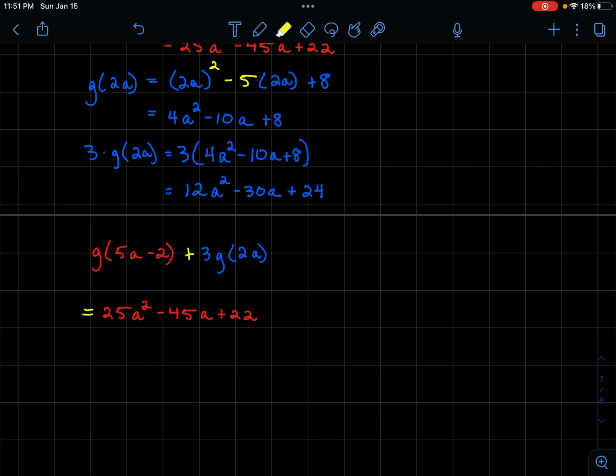So we have red plus blue. There's our red answer, plus our blue answer, and there are our like terms. 25a squared plus 12a squared gives us our 37a squared. Negative 45a minus 30a gives us our negative 75a. And the last term, 22 plus 24, gives us our 46. So there's how we can evaluate functions and do more complicated problems.